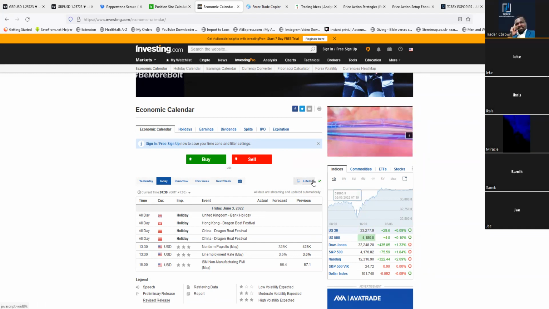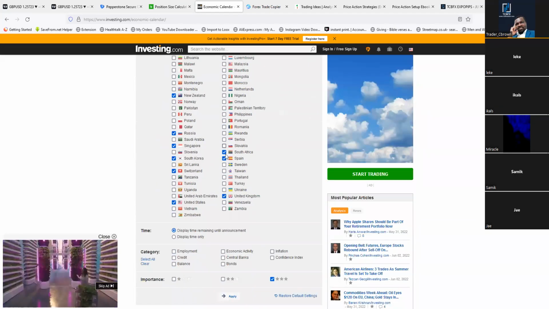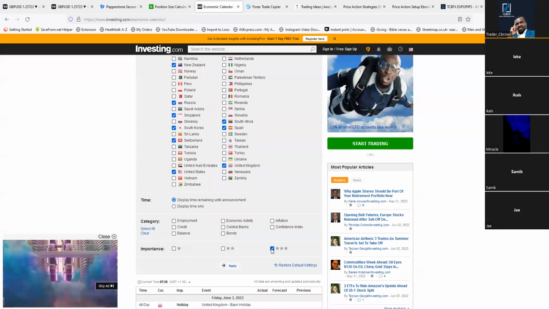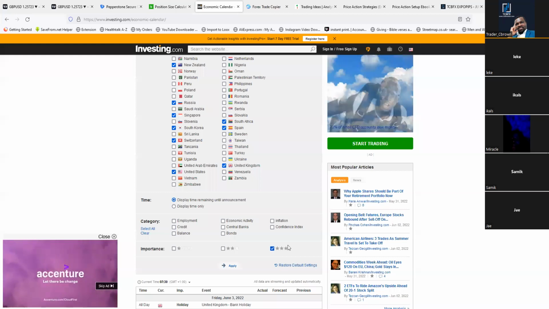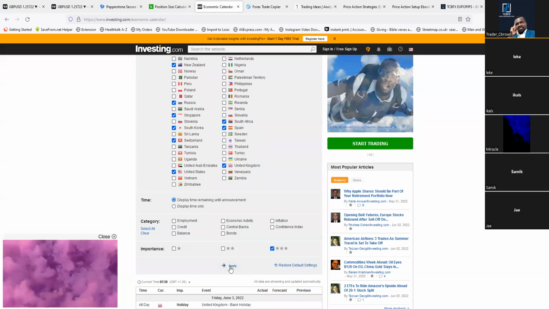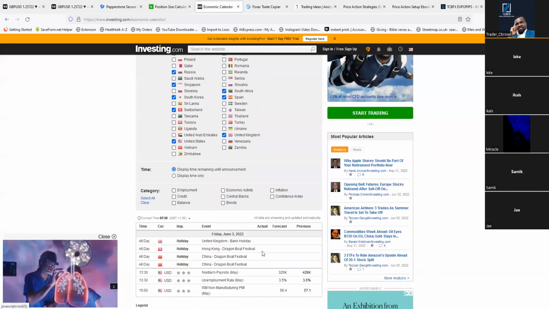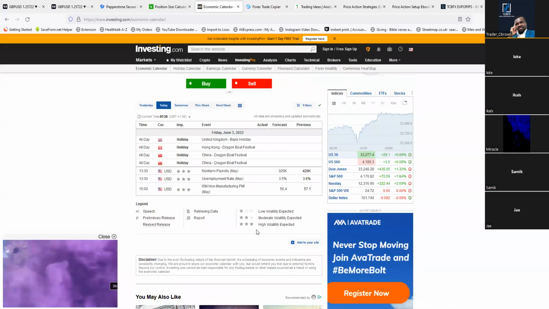And then you can select the countries or currencies you want to see, but I don't do that. I'll just come here and pick the 3-star high impact, not 2, but high impact, important. It has to be 3-star. Then I will click apply. So when I do that, all I will get is this.